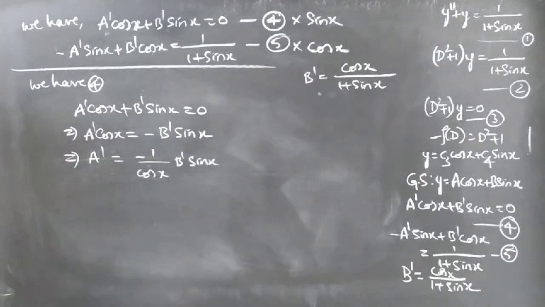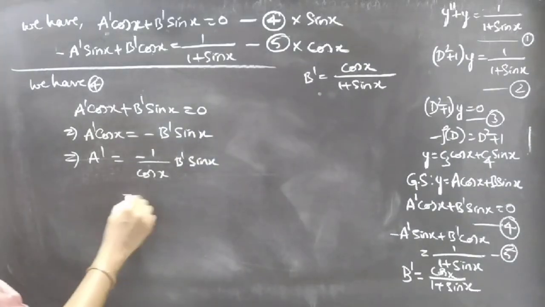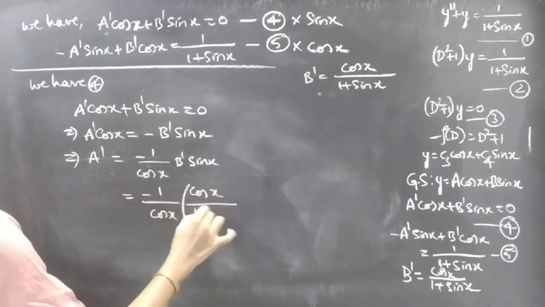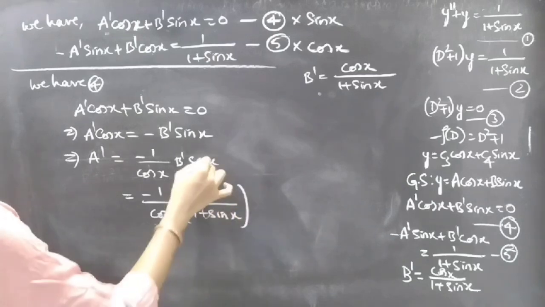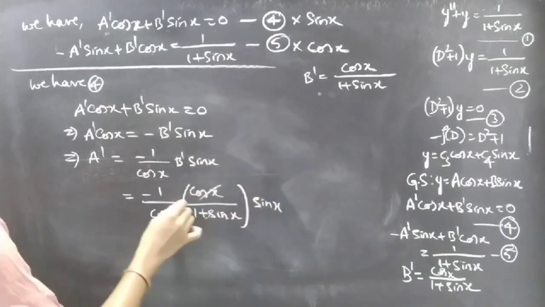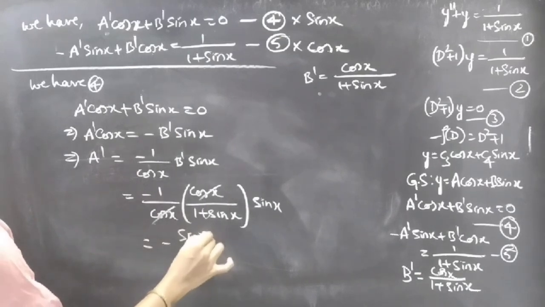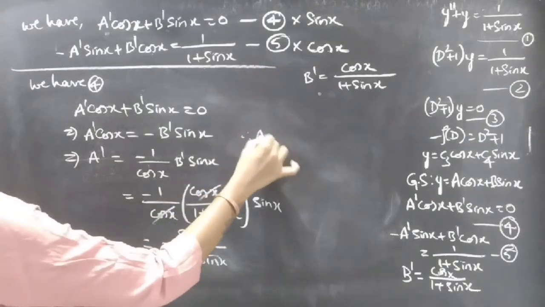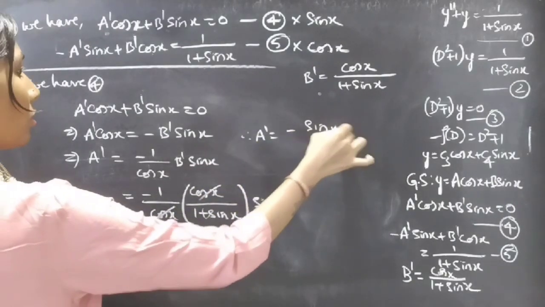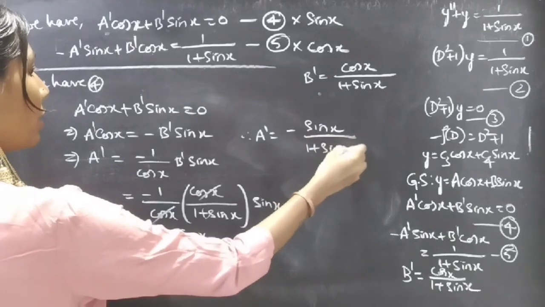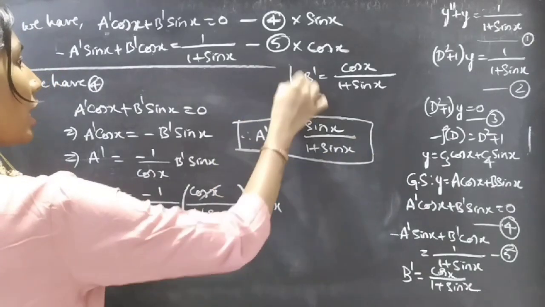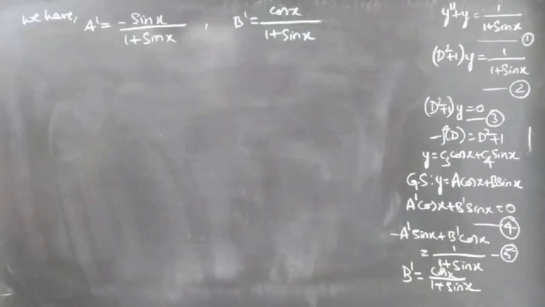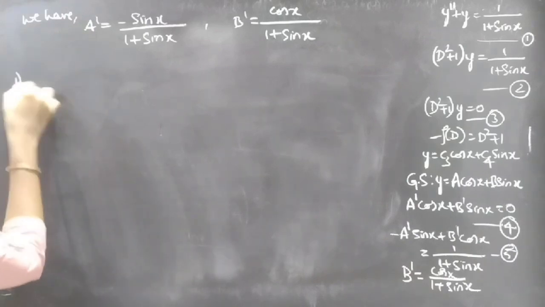Now I'll substitute b dash with cos x by 1 plus sin x, then I'll get a dash equals minus 1 by cos x of cos x by 1 plus sin x into sin x, where cos x gets cancelled, we'll get minus sin x by 1 plus sin x, right? Therefore, a dash equals minus sin x by 1 plus sin x. We got a dash and b dash. Let's now find a and b. So let's begin with a dash.